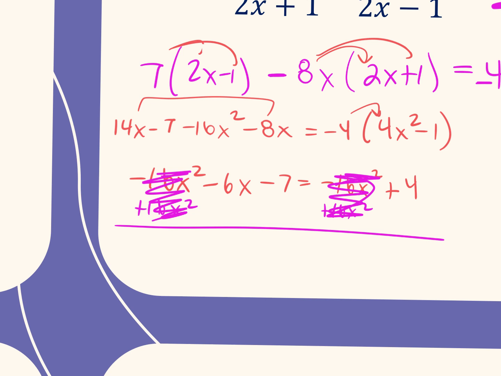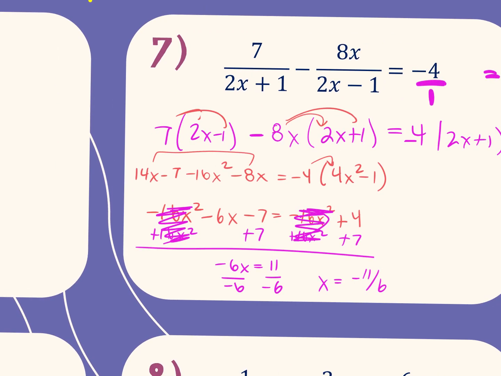I'm going to add 7 to both sides. You guys agree? So negative 6x equals 11. And now what? Divide by negative 6. So x equals negative 11/6. Beautiful number, isn't it?